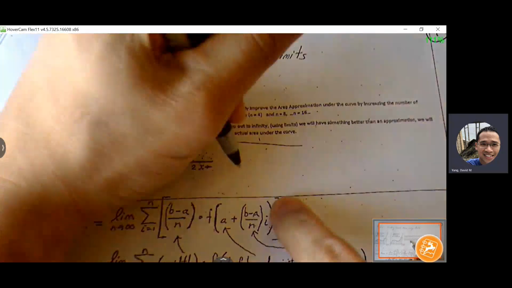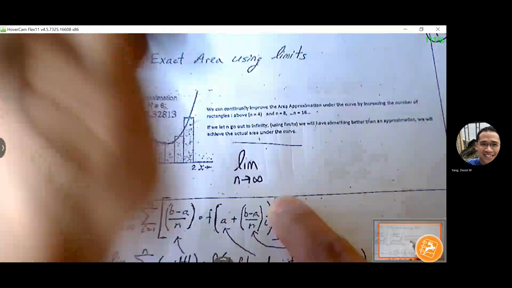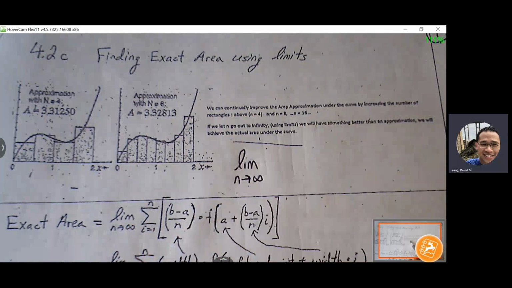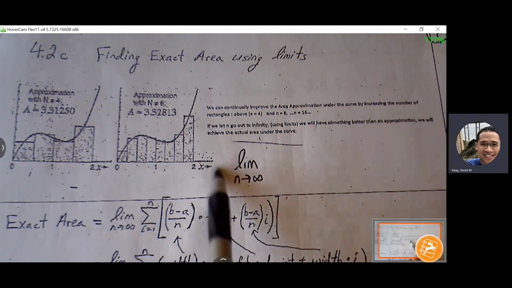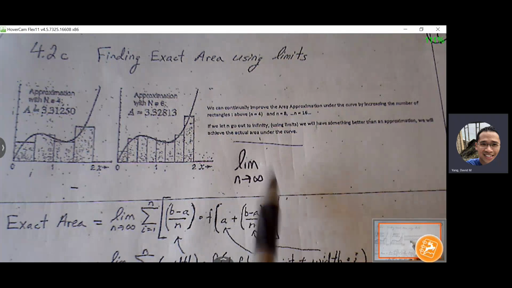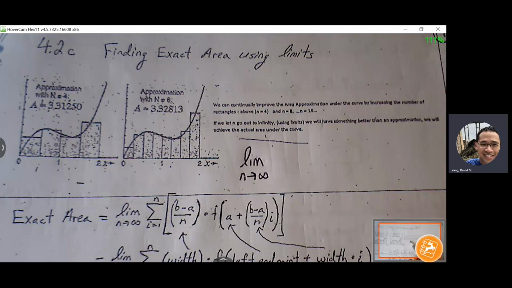So that is why we're going to bring in limits, because we're going to take n, the number of rectangles, and push it out to infinity. If we do that, then we should be able to approach not only a very good approximation, it should lead us to the exact value. That is why we started Wednesday talking about the limit as n approaches infinity, because we're going to use that concept of comparing degrees to help us reach where we want to go.